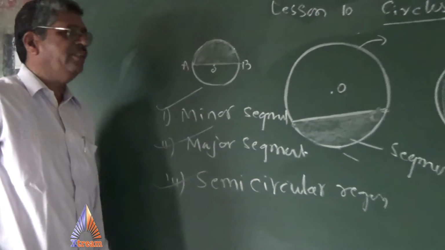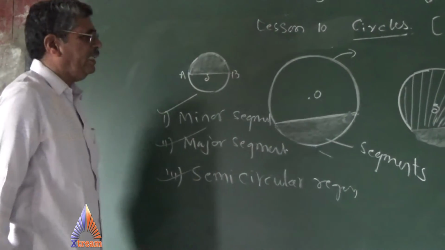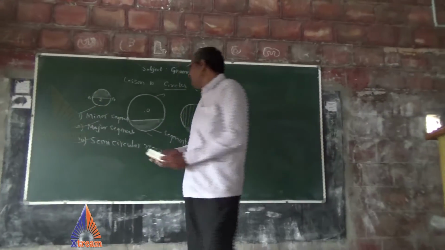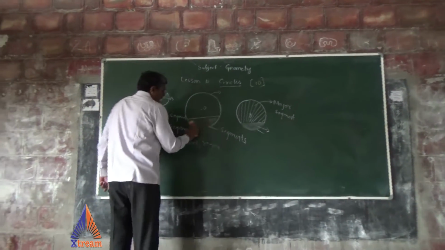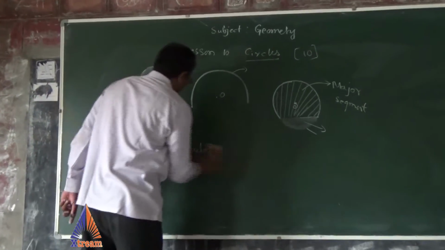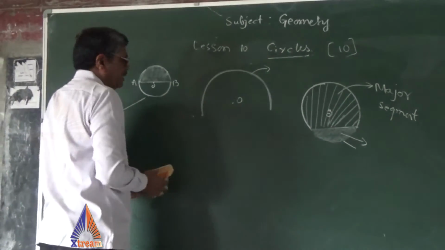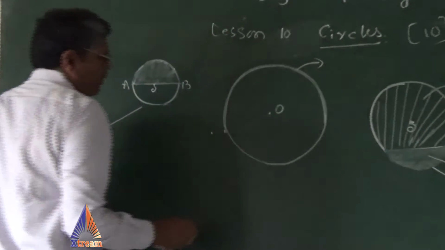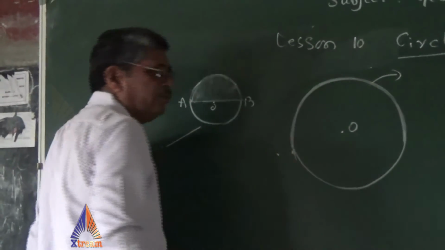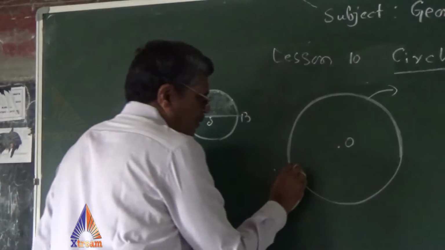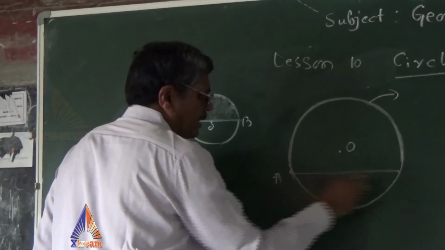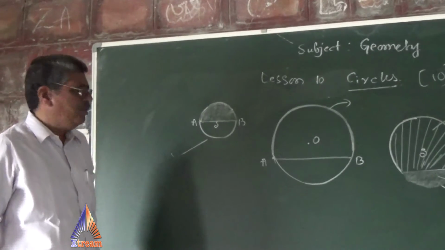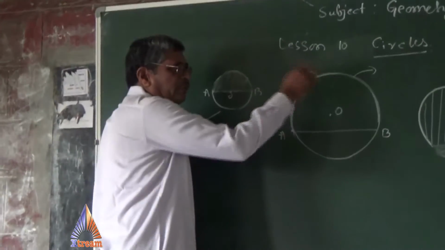Then regarding angles, you can take angles in the minor segment, angles in the major segment, and angles in the semicircle. First, I will mark one circle. Here it is a circle. Now there are two parts. So AB is a chord that divides the circle into two parts. One is the minor segment and one is the major segment.